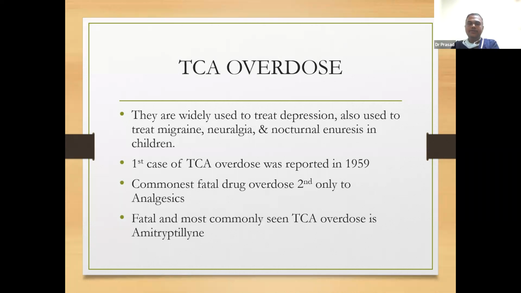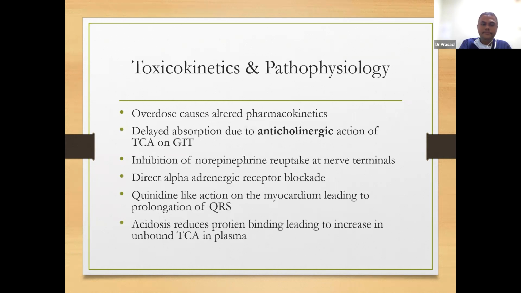They are widely used to treat depression, and also used to treat migraine, neuralgia, and nocturnal enuresis in children. The first case of tricyclic antidepressant overdose was reported in 1959. It is the commonest fatal drug overdose, second only to the analgesics. The most commonly seen fatal tricyclic antidepressant overdose is amitriptyline.